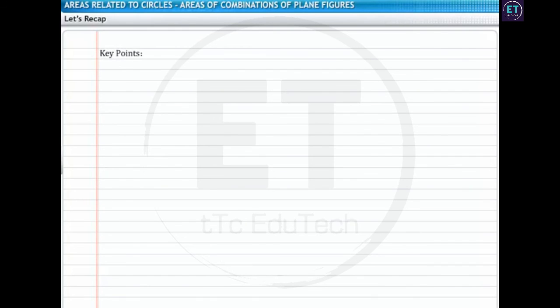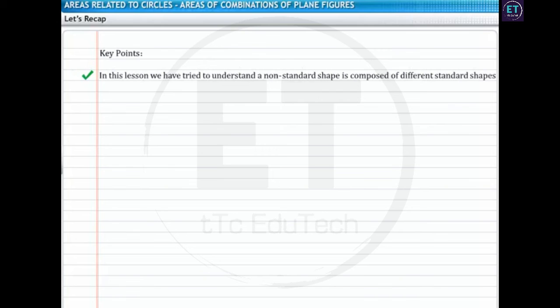You have reached the end of this section. Before moving on to the next section, let's recap the key points covered. In this lesson, we have tried to understand that a non-standard shape is composed of different standard shapes. We have also seen how to calculate the area of the non-standard shapes. Hope you enjoyed this learning experience.